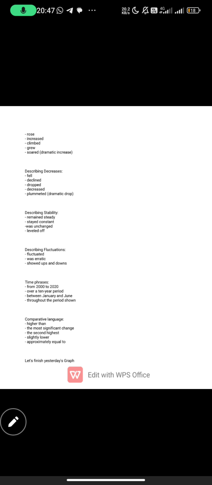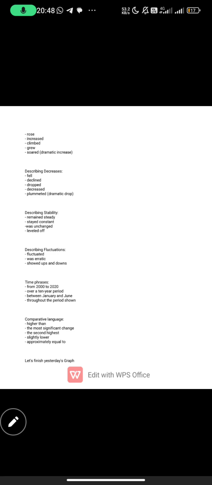You grab. Now, when something fluctuated, it went back and forth, up, down between the years, you can just say it fluctuated, it was erratic, it showed ups and downs. Now, for time phrases: from 2000 to 2020, over a 10-year period, between January and June, this happened and that happened. Throughout the period shown, this happened and that happened. Whether it's an overview, you don't put dates and all of these figures in the overview. So you can use something like throughout the period shown for the overview because it doesn't show any figure. Okay? So these are vocabularies you can use to show the time or the dates.